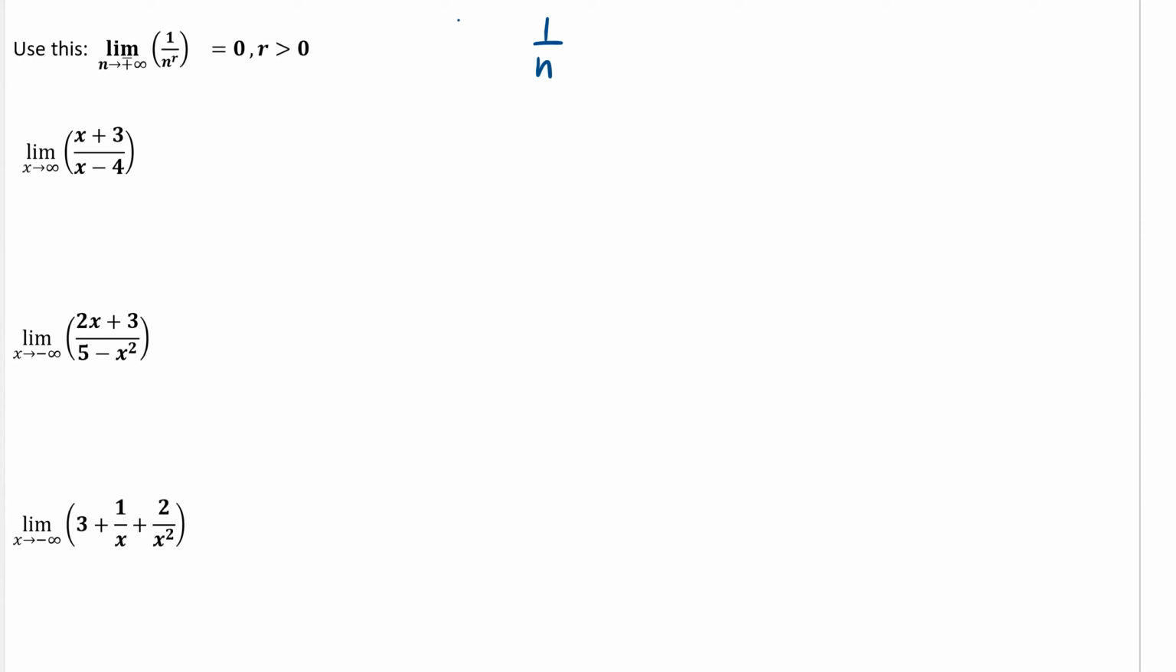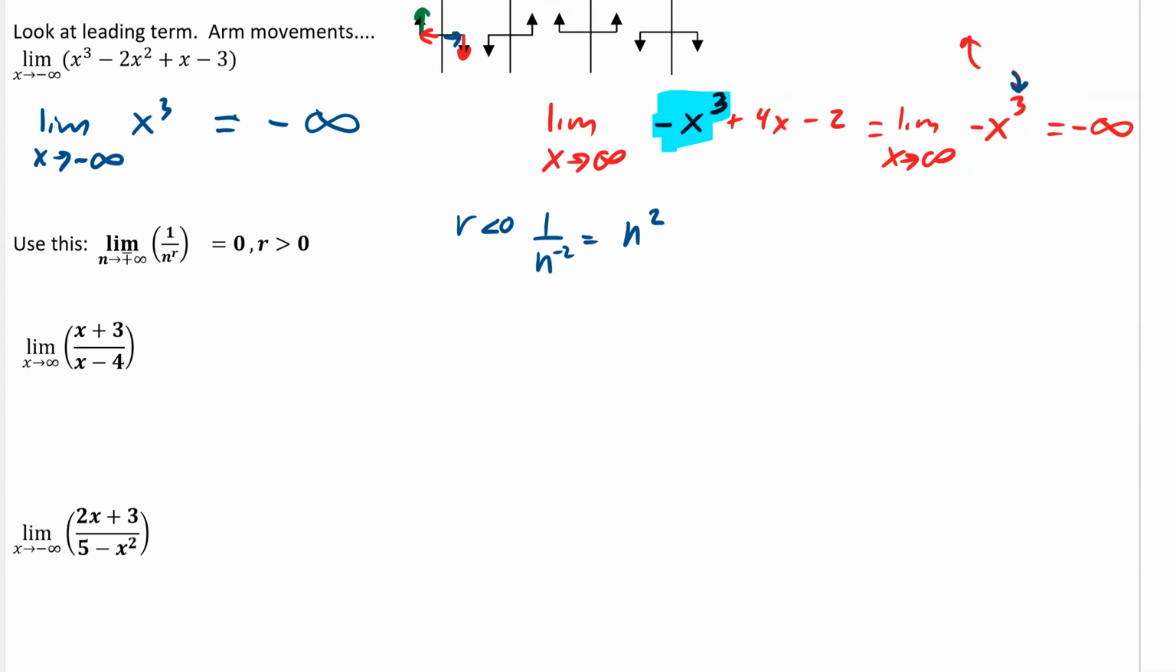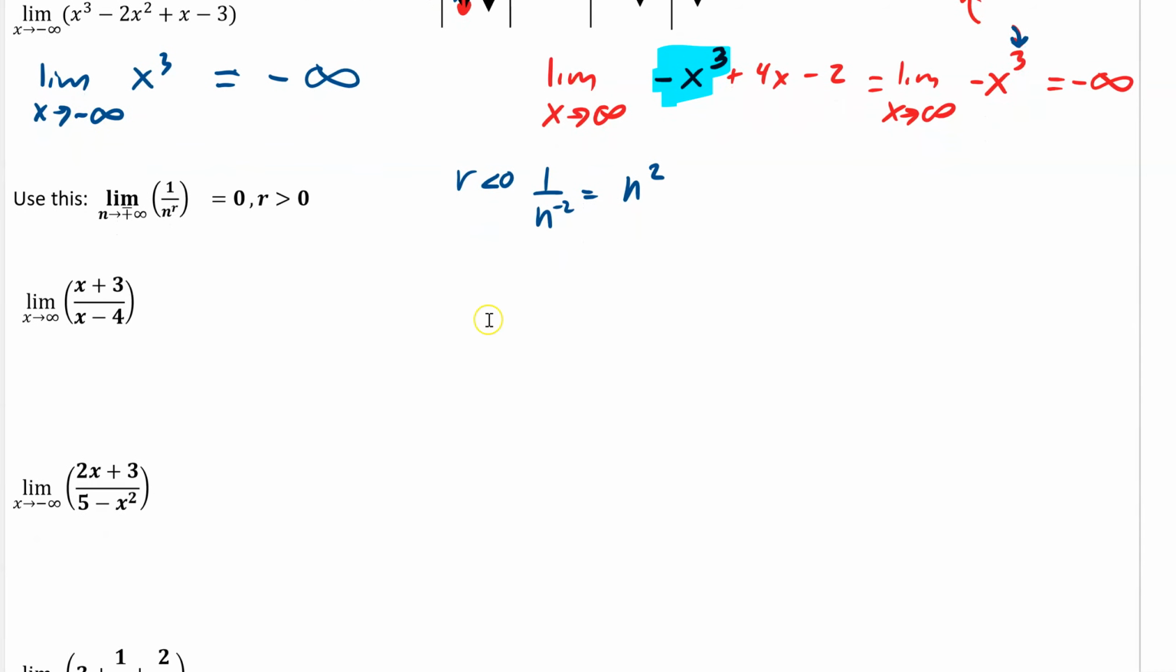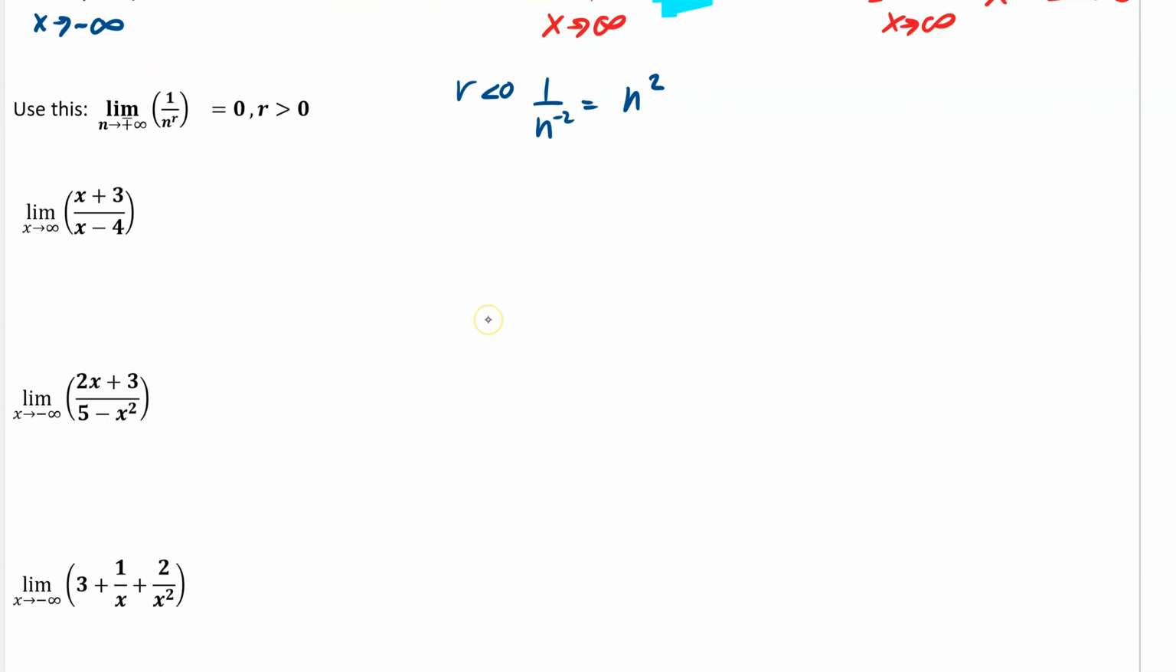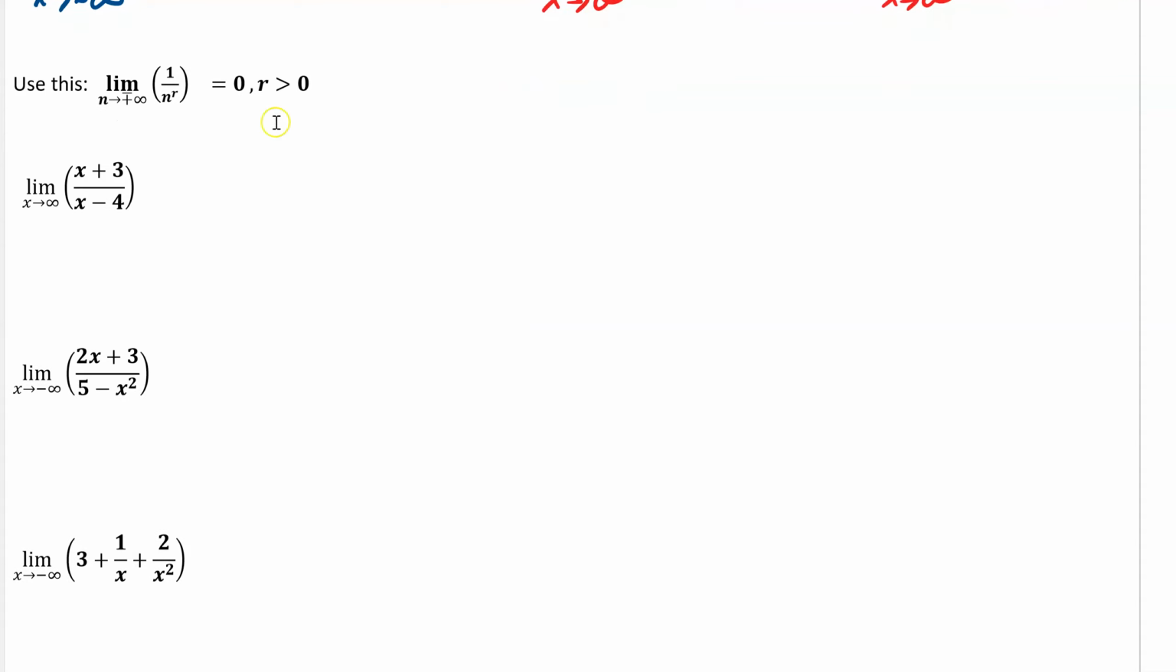And if r is, say, less than 0, like -2, this would be n to the 2. So it turns into one of our polynomials up here, which means it's not going to 0. It's going to negative infinity or positive infinity, depending on what the polynomial says to do. So very important to make sure that your r is greater than 0. But if it is, we can apply this law.